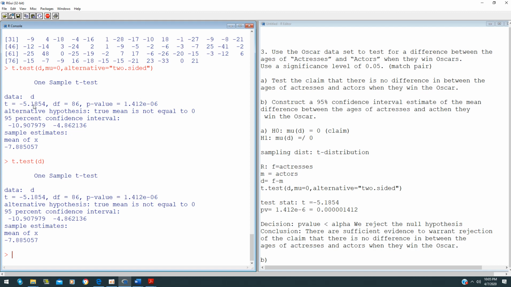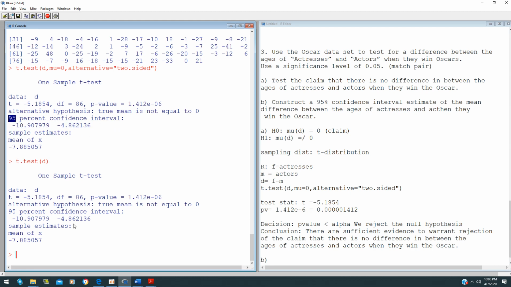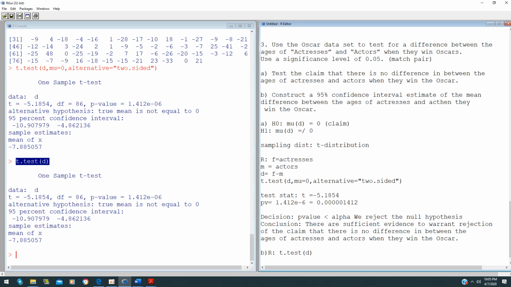Or you can also look up here, which is the same because this is the 95% confidence interval given to us. Let me put it down there. Again, this one costs 1 point in your test, so don't forget about that, t-test D. The 95% confidence interval in this case is given by -10.91 to -4.86, and the unit here is the age in years.